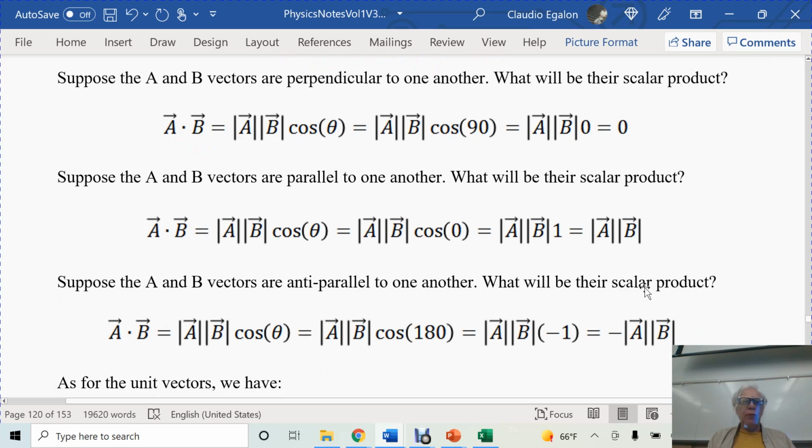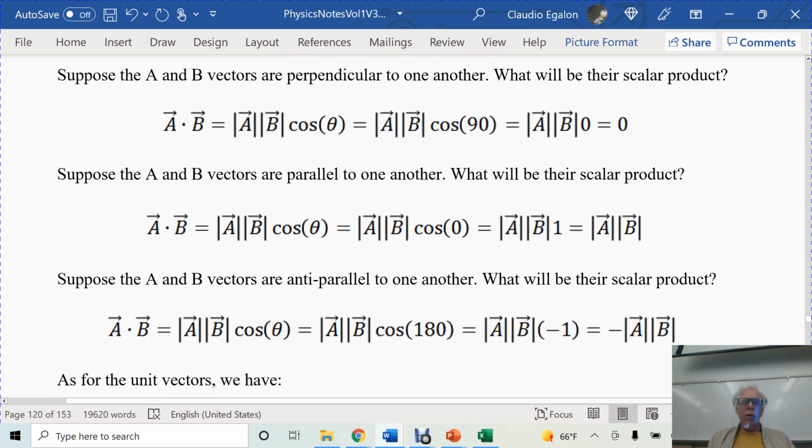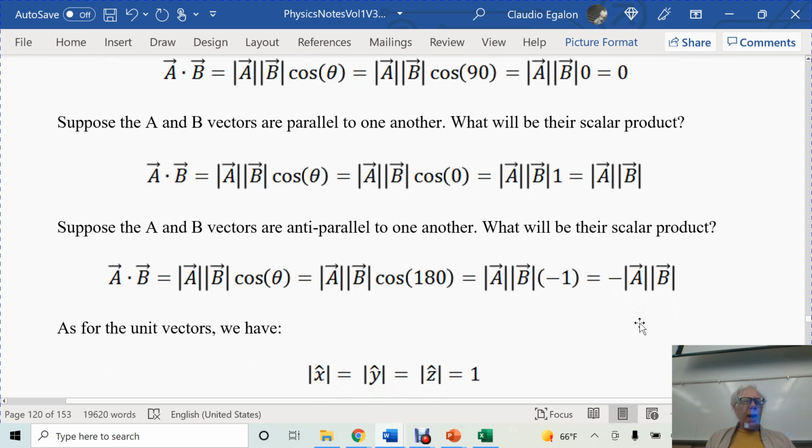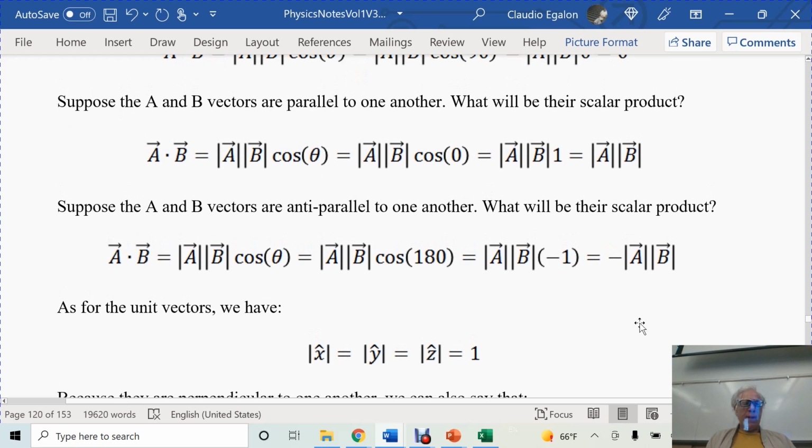Similarly, if those two vectors are anti-parallel, then A dot B is going to be minus the product of the magnitudes of those two vectors. Those are just consequences of the definition of the scalar product. What else can you have here? For the unit vectors, we have something like that, right?